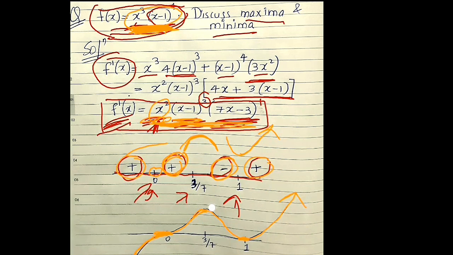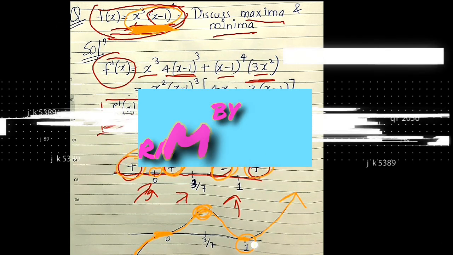So what do we see here? At 3 by 7, we have a local maxima, and at 1, we have a local minima. So this is maxima, and this will be minima.